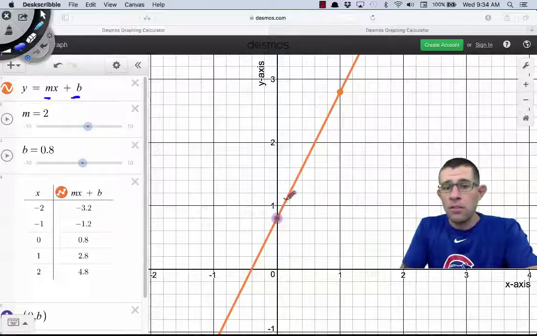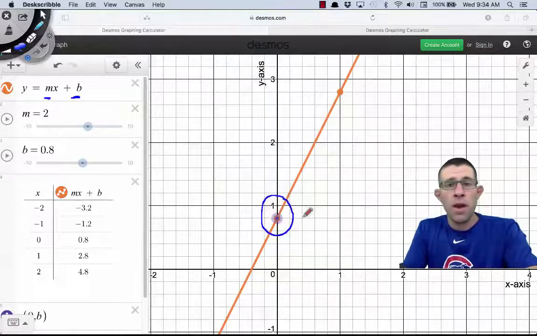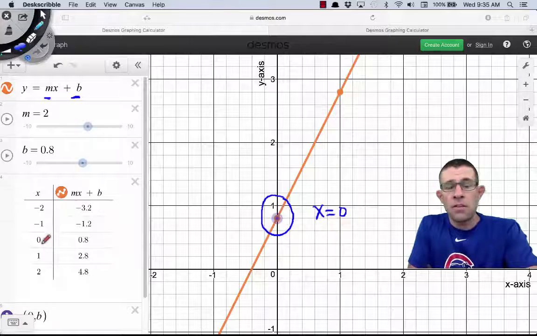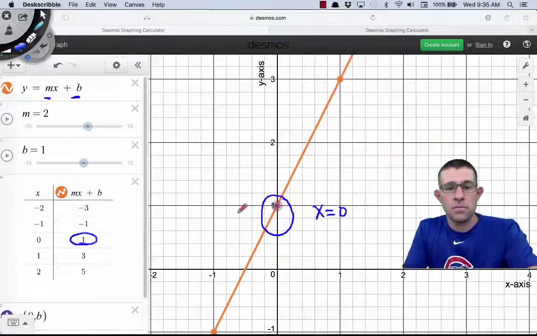The y-intercept is the point at which it passes through the y-axis. Now notice this is also where x is equal to 0, and you can see that right here in our table where x equals 0. This is where our y-intercept is.